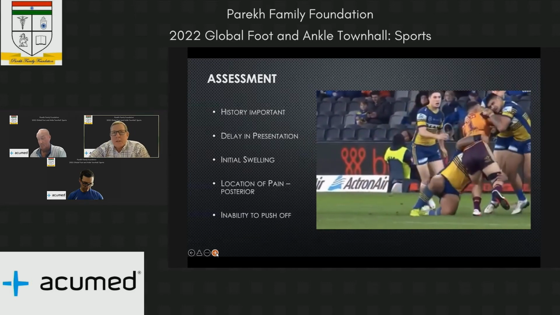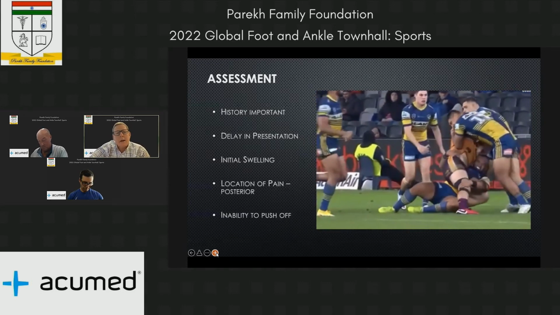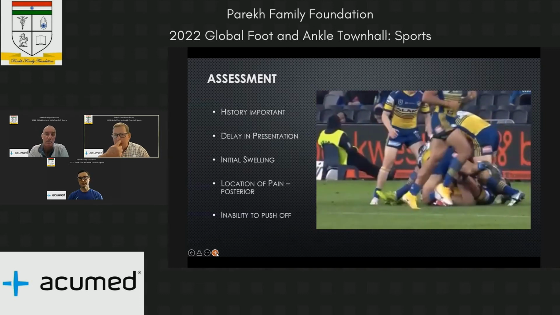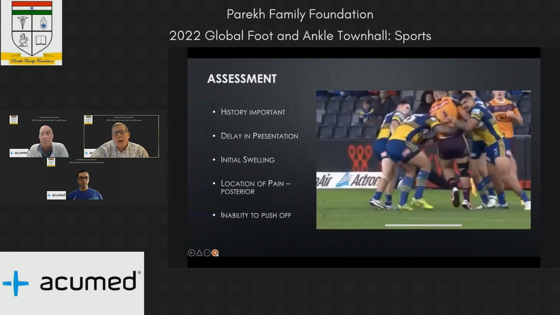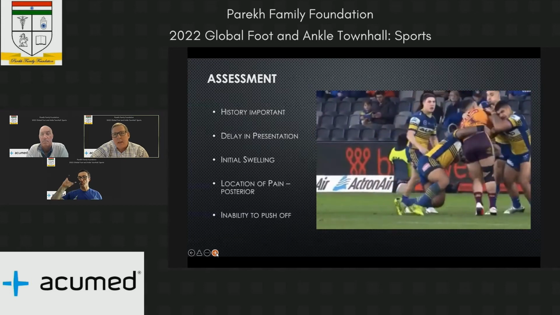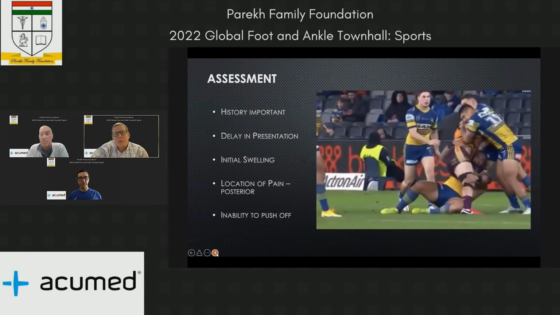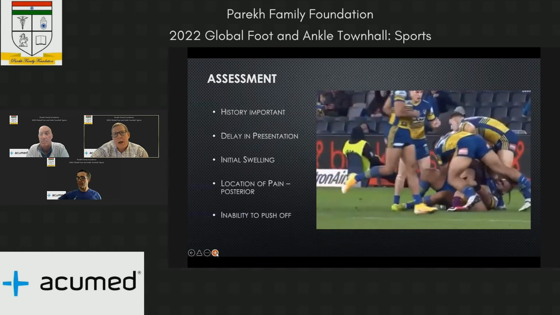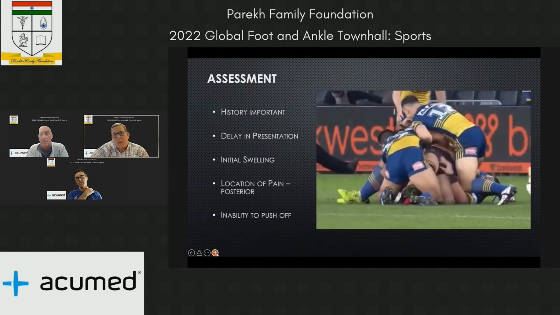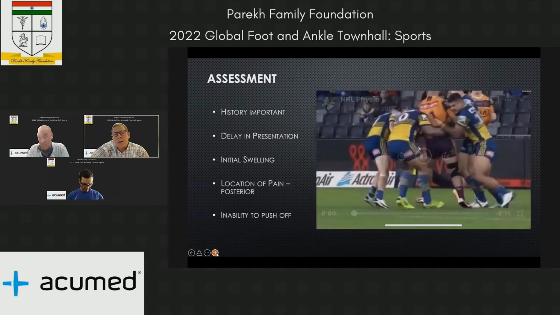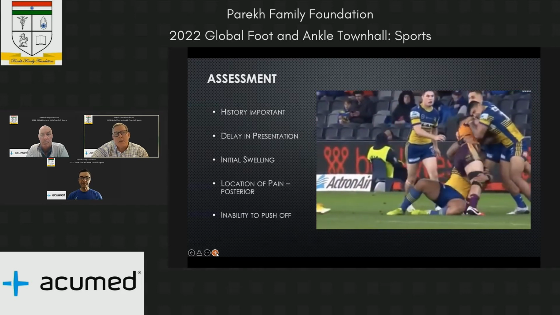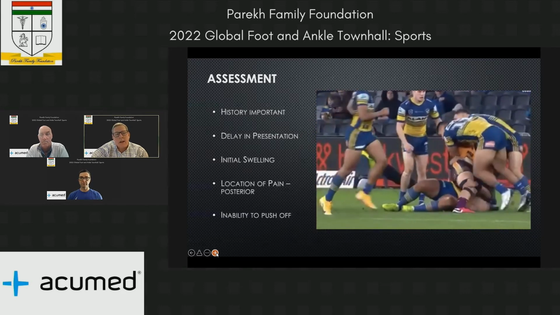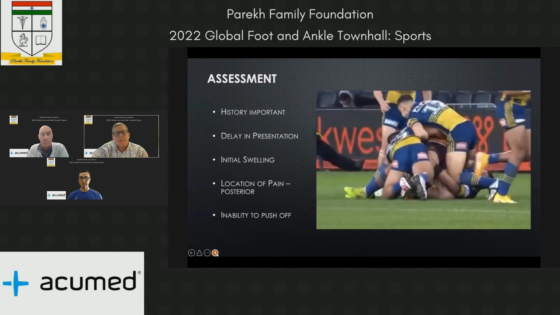The swelling often tends to be like an egg, sitting above the normal swelling you should see from a lateral ligament injury. There's often a delay in them coming to you, because they can often weight bear. Some of them will finish the game out, most don't. But they find that they can progress back to running in their rehab, but just can't push off, and certainly can't cut or change direction.